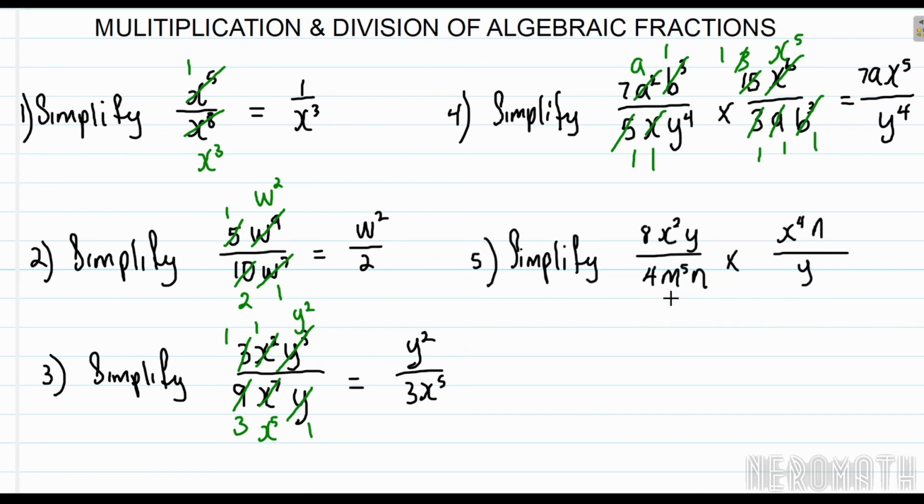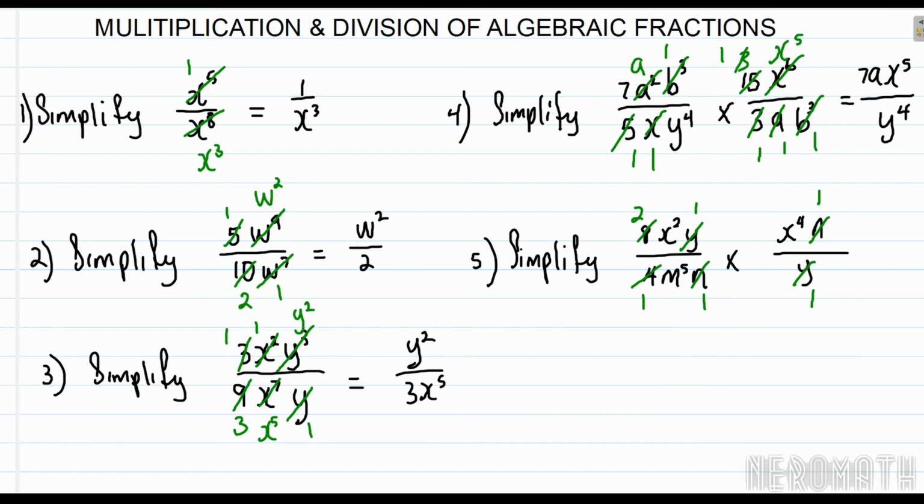In question 5, I'll cancel the numbers first. So I'll say 4 into 4, 1, and 4 into 8, 2. Then I'll look at my symbols. I see I can have y into y, 1, y into y, 1, also n into n, 1, n into n, 1. And that seems to be it for cancellation.